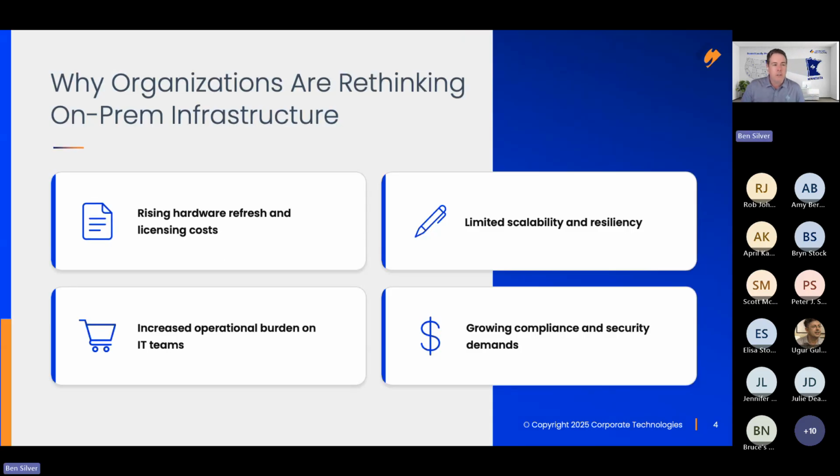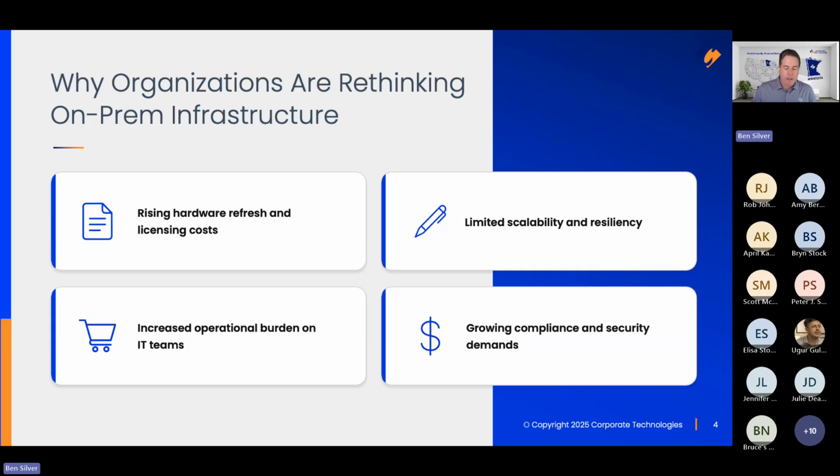So why are organizations rethinking their on-prem infrastructure and moving to the cloud? First, a couple of them are rising hardware costs and licensing costs. Not only do we have things like VMware licensing going up exponentially, but right now hardware costs are going up tremendously also. The cost for RAM, the cost for storage, the cost for processing units is all going up. Every month it goes up even more.